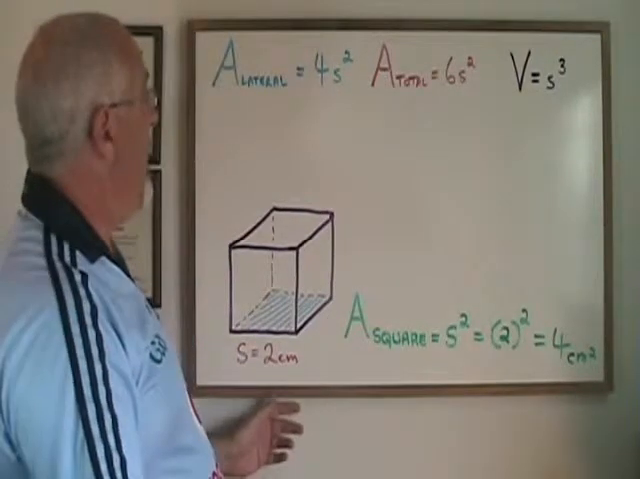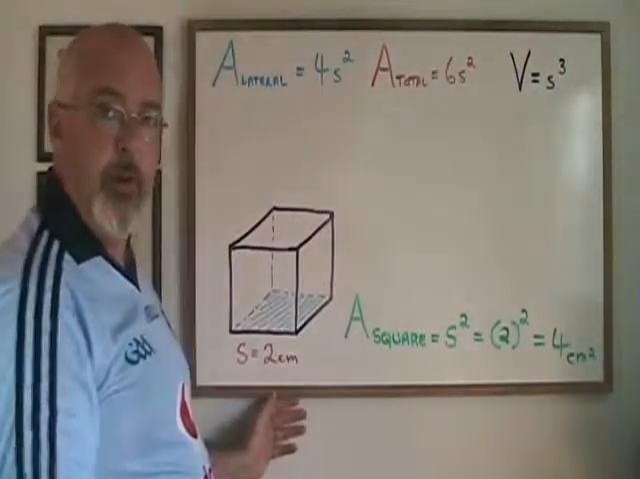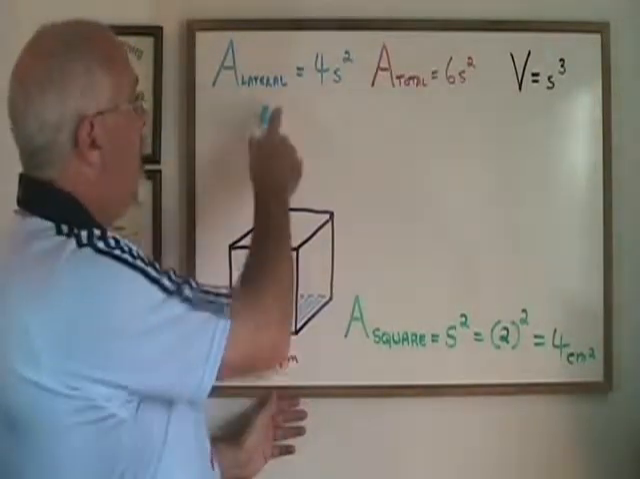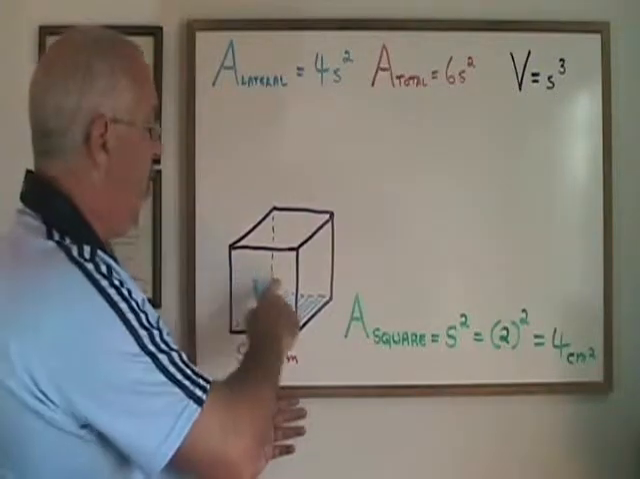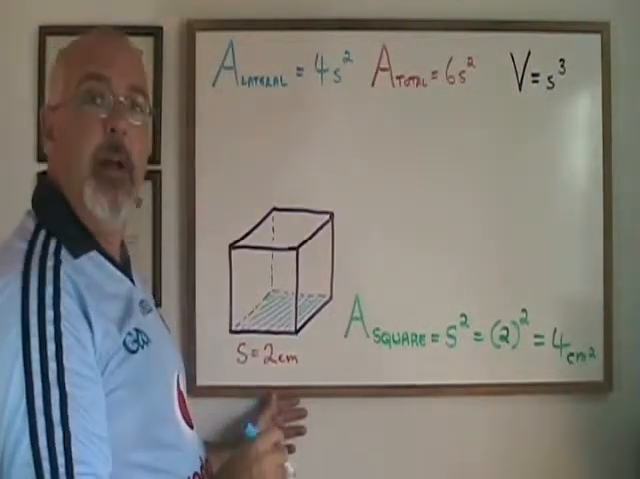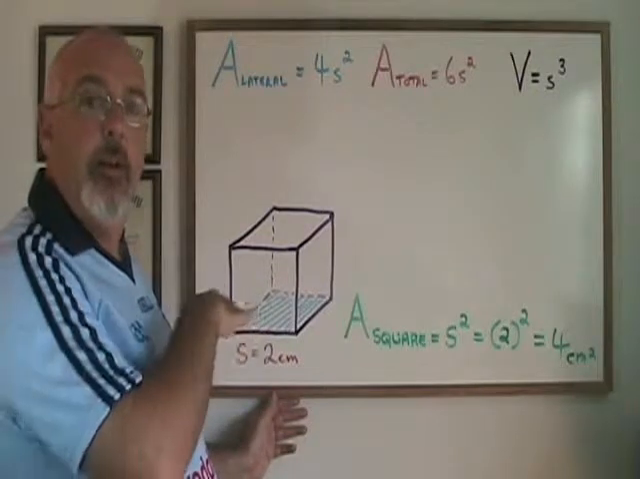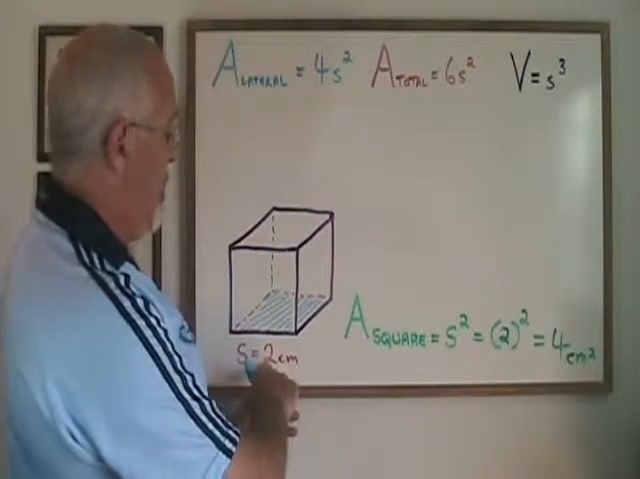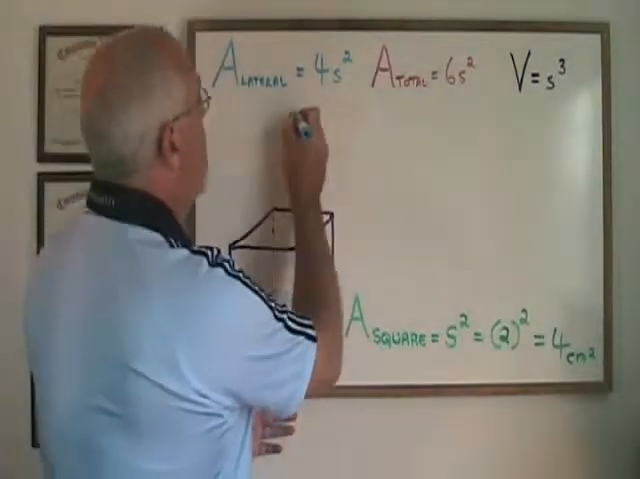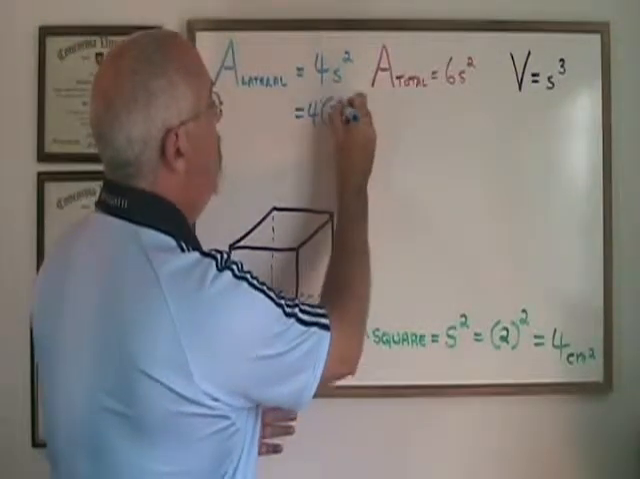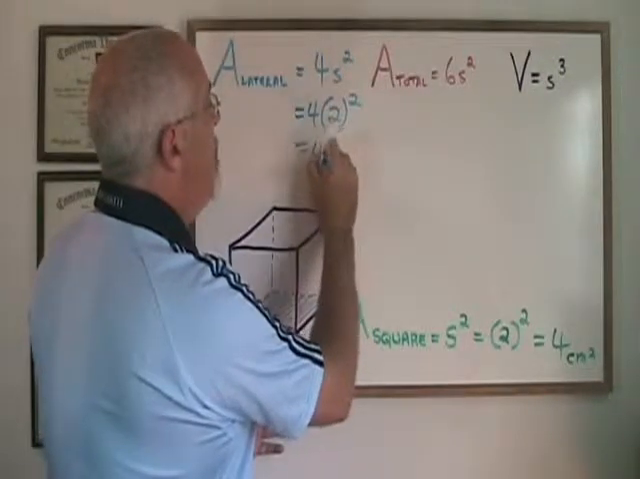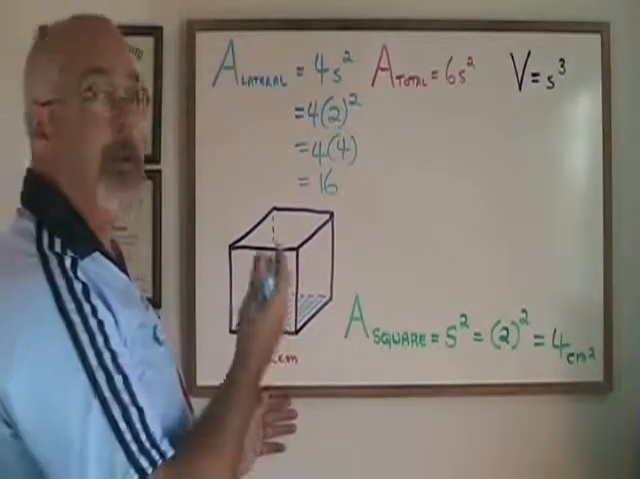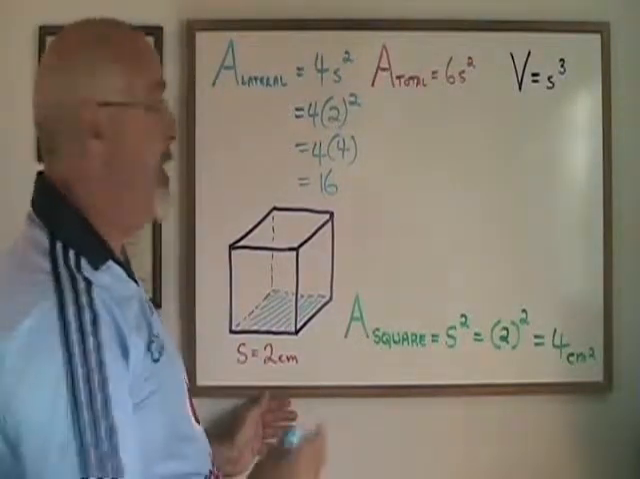The formula for lateral area of a cube is 4s squared, 4 times the area of the square. The lateral area is the total area of the 4 sides of the cube, not including the sides lying flat on the top and the bottom. If we plug the side length 2 into this formula, we get 4 times 2 squared, which is 4 times 4, which is 16.